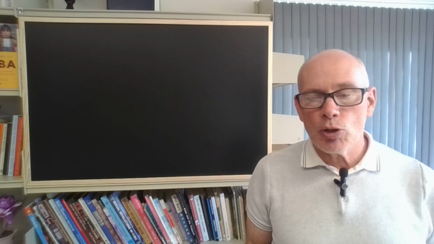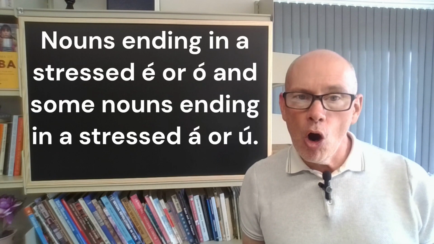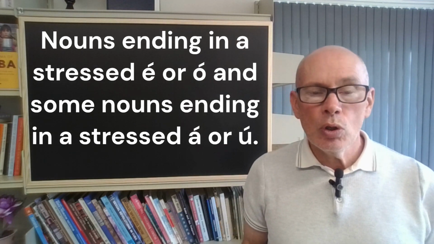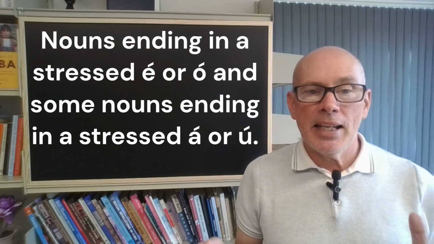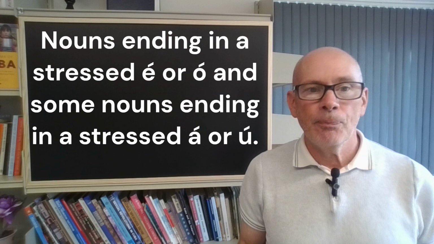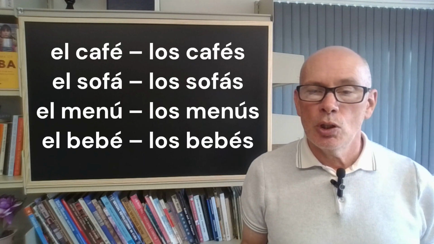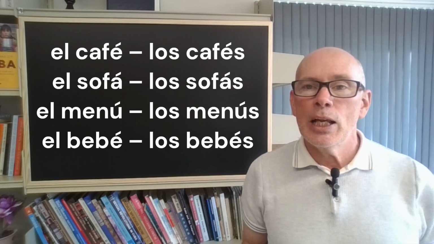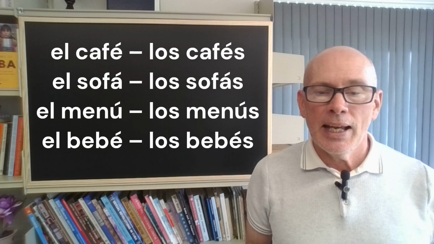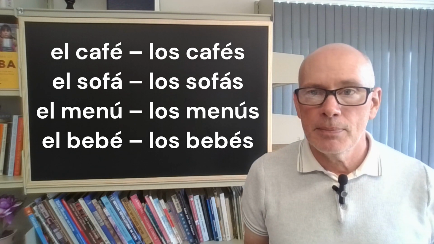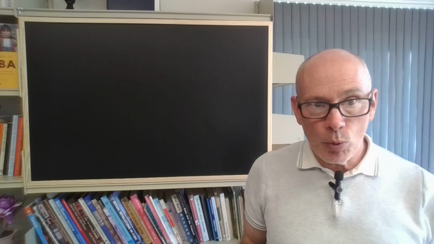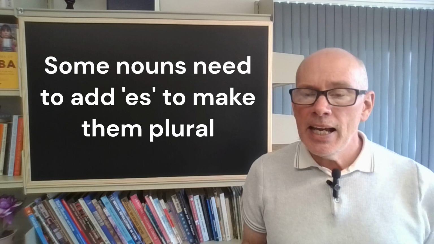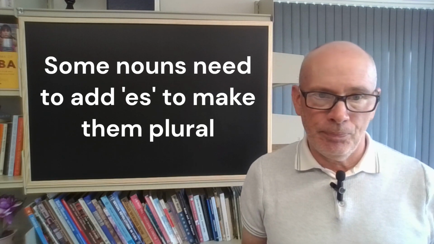Nouns ending in a stressed e or a stressed o, and some nouns ending in a stressed a or a stressed u, also can just add an S on the end. For example, el café becomes los cafés, el sofá, los sofás, el menú, los menús, el bebé, los bebés. So that's pretty straightforward. Some nouns, however, you pluralize by adding es.